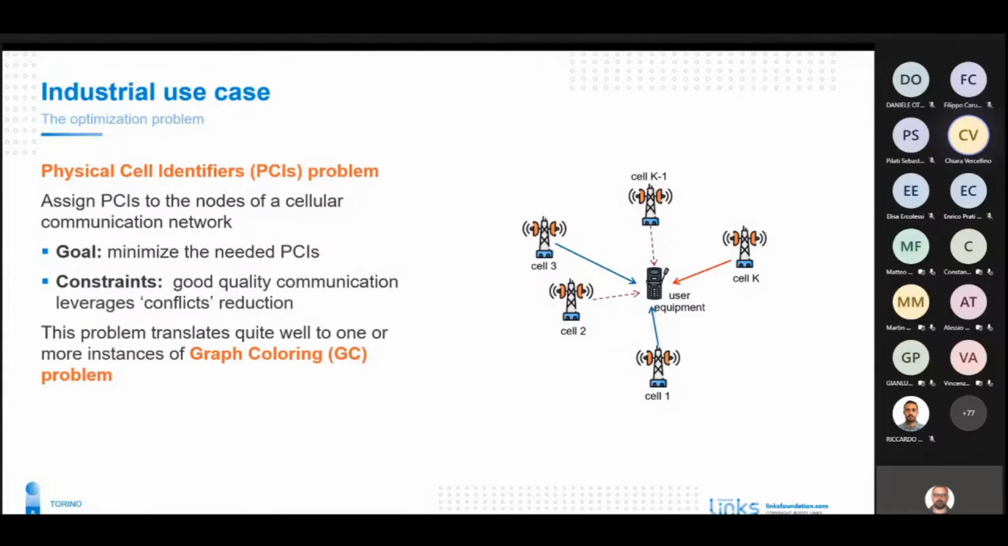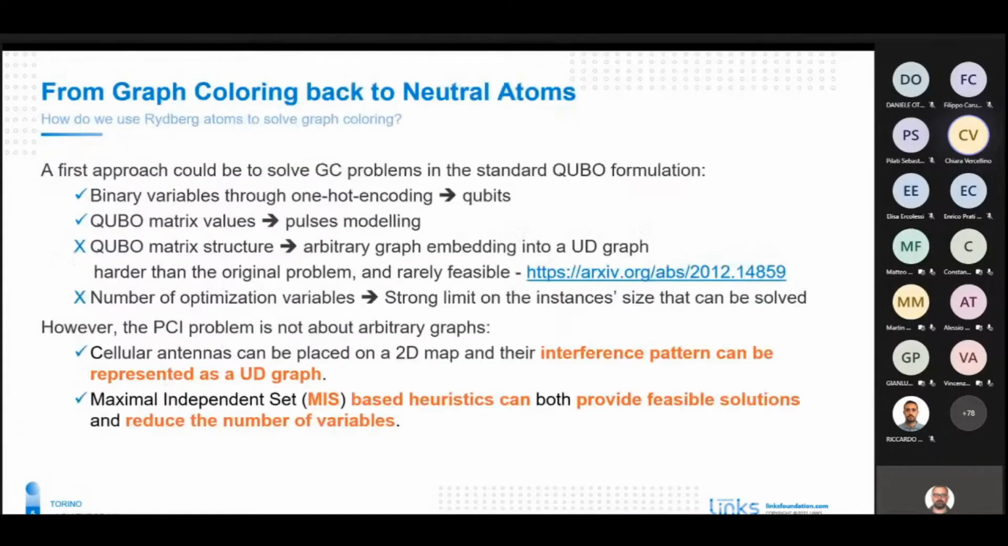The fact is that these antennas are limited in number, and the number of PCIs that can be assigned to antennas is also limited, but assigning the same identifier to neighboring antennas can highly impact the quality of the communication. So this is quite similar to a graph coloring problem. In fact, the general problem can be translated into one or more instances of graph coloring problems. So this is why our main focus was on graph coloring problems.